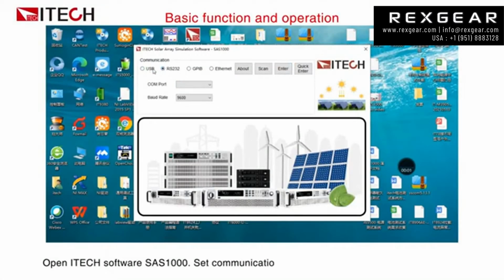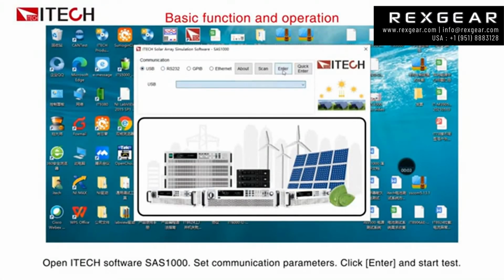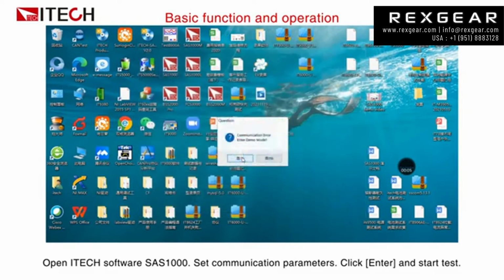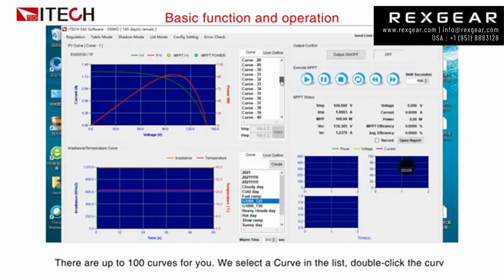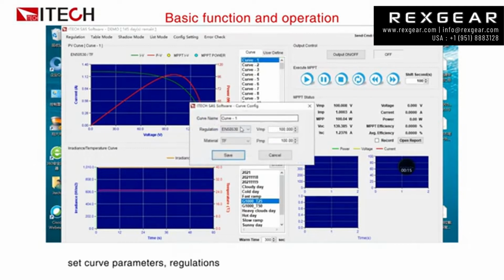Open ETEC software SAS1000. Set communication parameters. Click Enter and start test. There are up to 100 curves for you. We select a curve in the list, double-click the curve. Set curve parameters, regulations, materials, VMP, PMP. After setting, click Save.